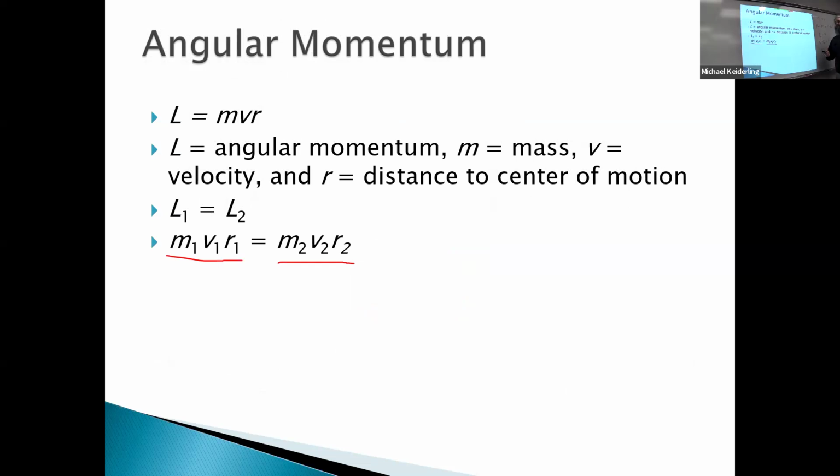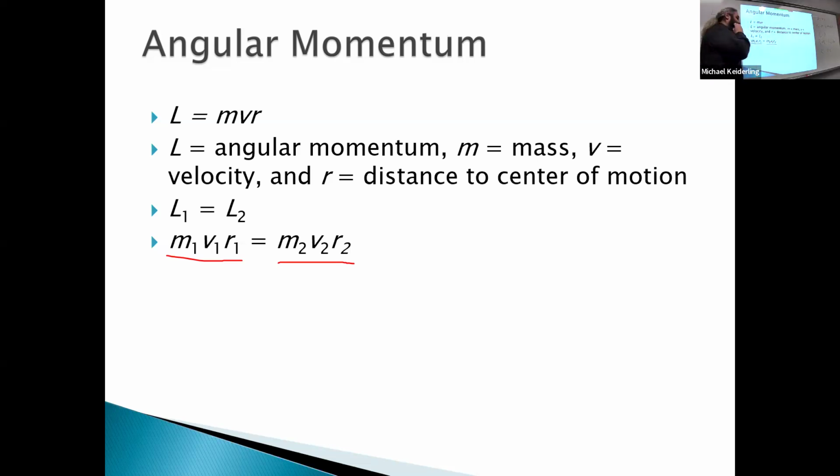And if angular momentum is conserved, like in an orbit, you'll have mass 1 times velocity 1 times radius 1 equals mass 2 times velocity 2 times radius 2. So L, angular momentum, is mass times velocity times radius. And because it is conserved, L1 equals L2. Mass 1 times velocity 1 times radius 1 equals mass 2 times velocity 2 times radius 2.